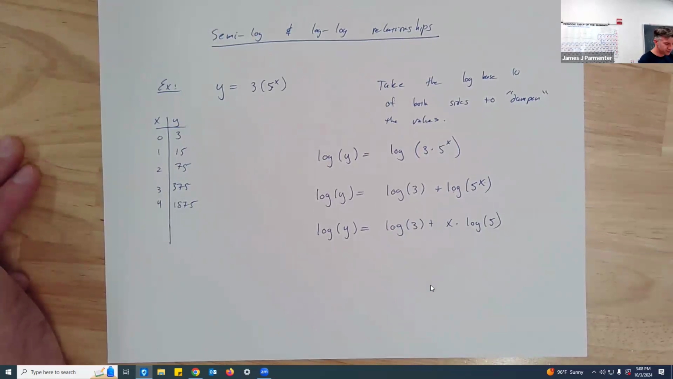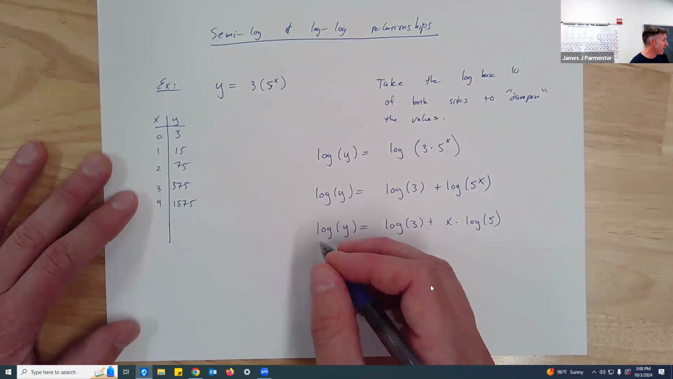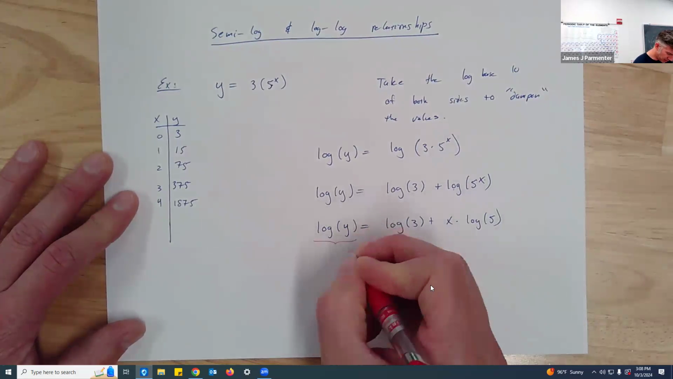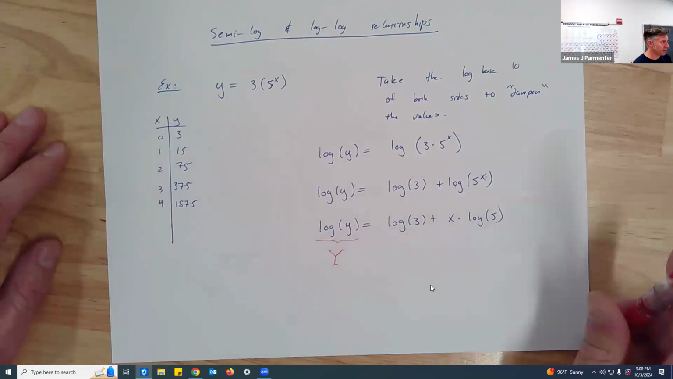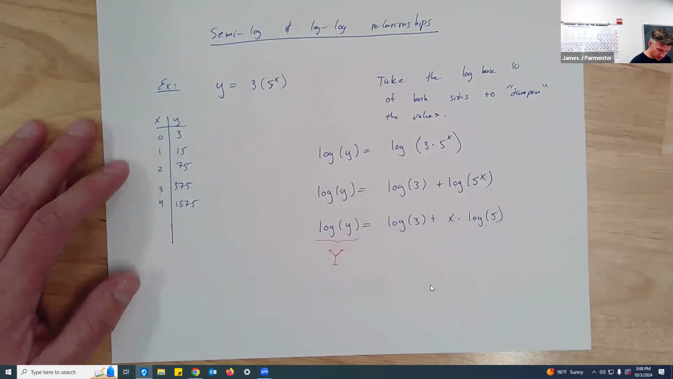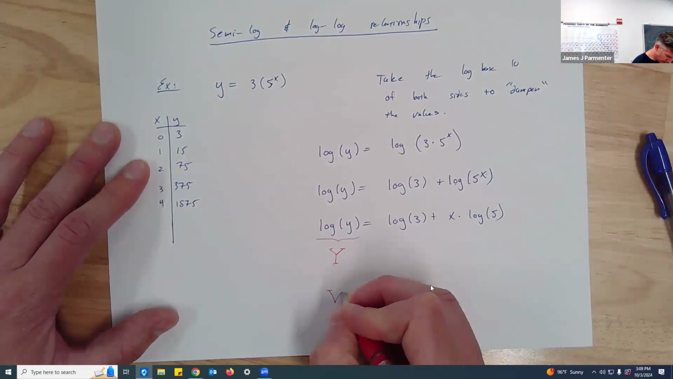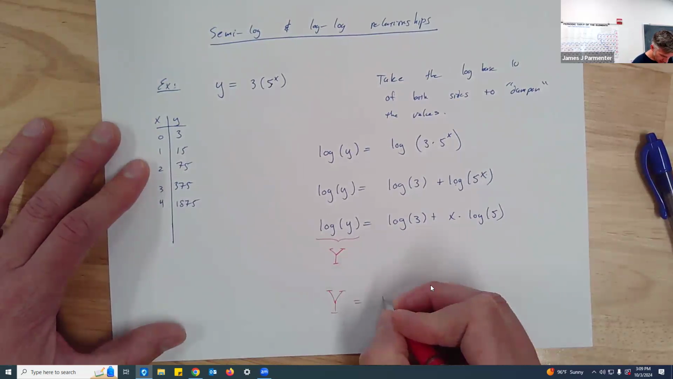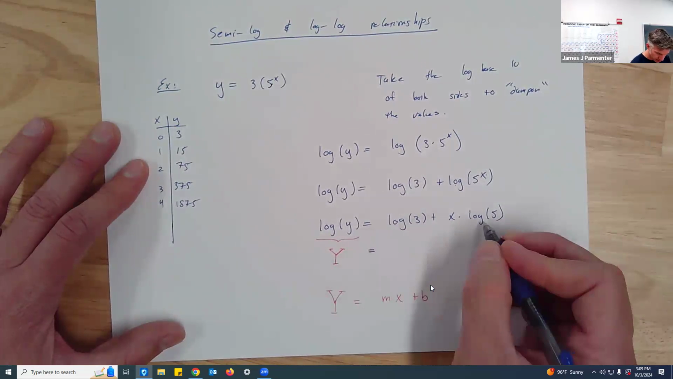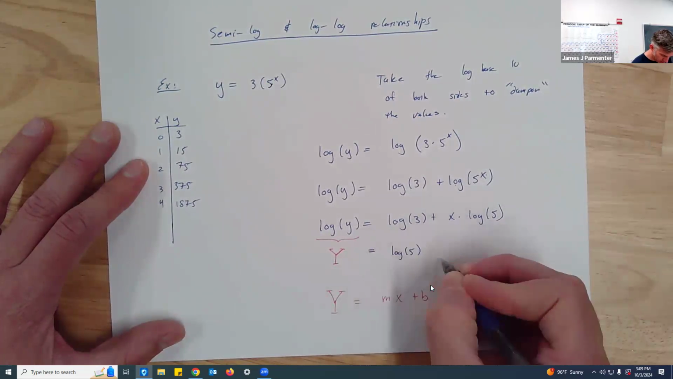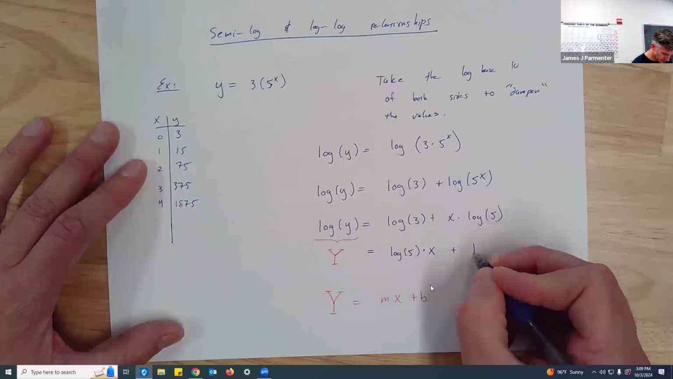And the idea here is that we're going to think of log of y as a new variable, capital Y. And yes, you do use a capital here to try to distinguish between your lowercase and your capitals when you do something like this. And capital Y is going to equal some m times x plus b. In this case, it's going to be log of 5 is our m times x. I know I wrote that in the opposite order, totally fine. Plus log of 3.